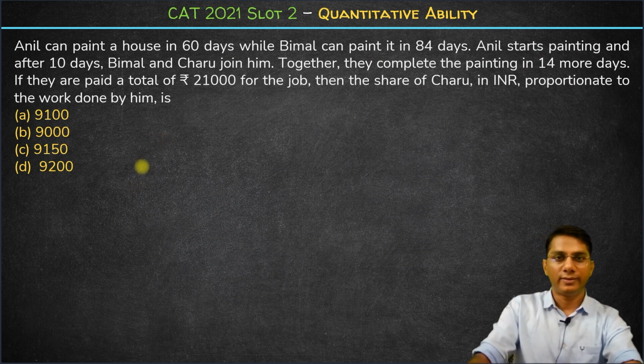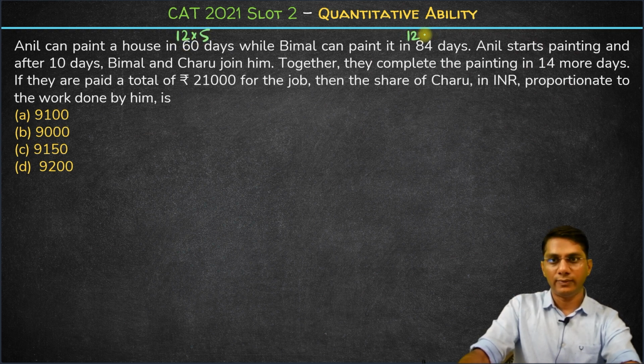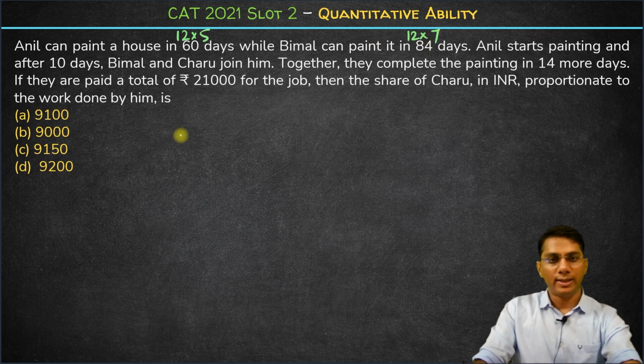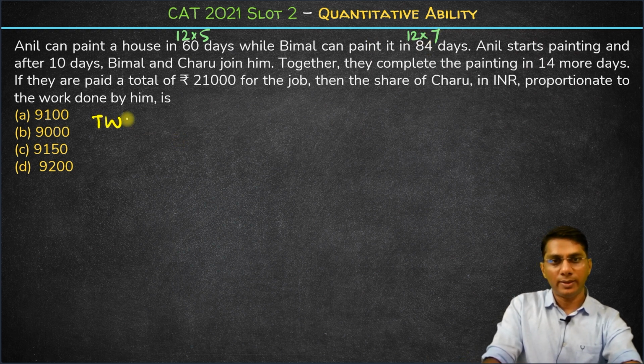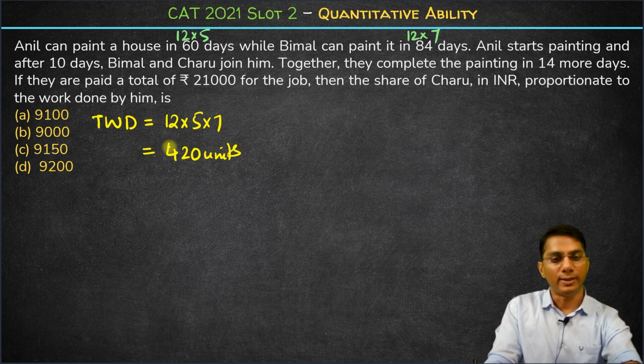So we have Anil can paint a house in 60 days, Bimal can paint it in 84 days. Okay. So 60 is basically 12 into 5 and 84 is 12 into 7. So let's take the total work to be done as the LCM of 60 and 84. The LCM of 60 and 84 will be 12 into 5 into 7, that is 420 units. This is the total work to be done.